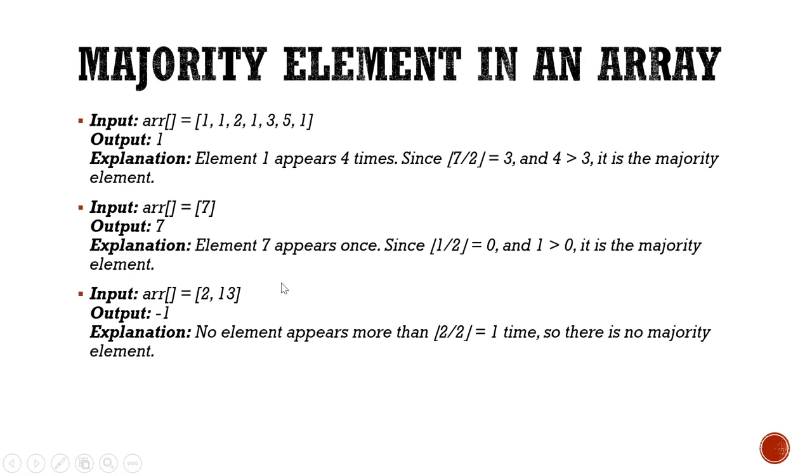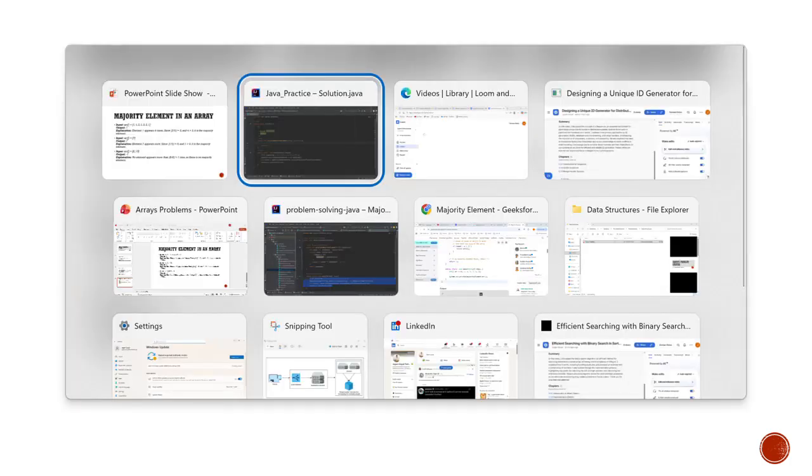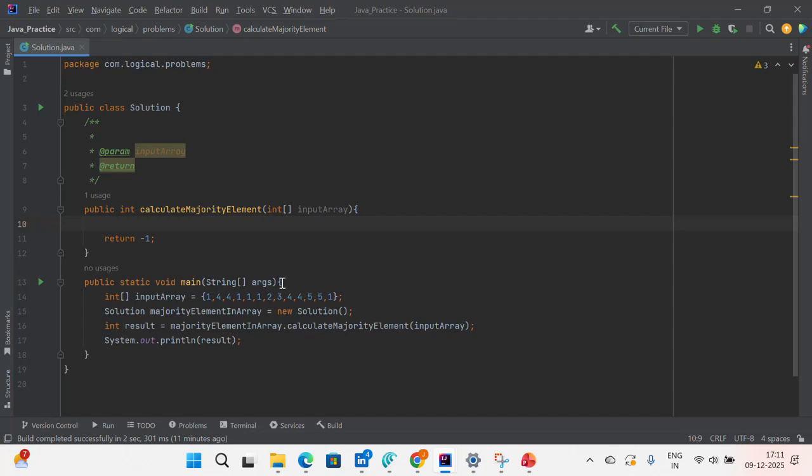So let us deep dive into the live coding session and see how we find an efficient algorithm to solve this problem. I have created a class Solution with a calculate majority element method, created an object for the Solution class, and printed the result.